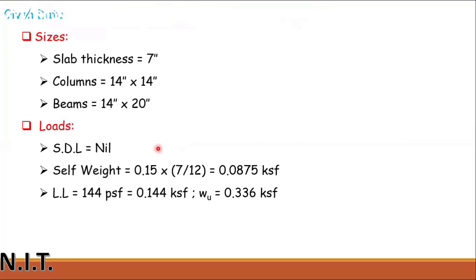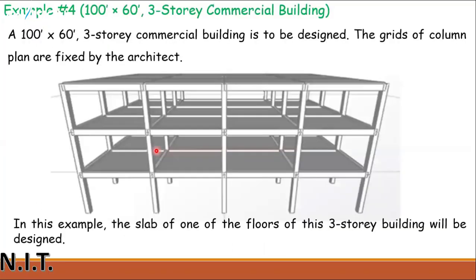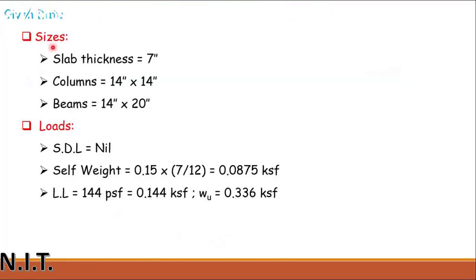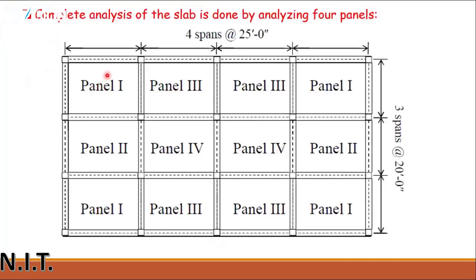Okay, dear students, listen. Let me start again. This is your example number 4, a 3-story commercial building, and in this building we will only design one floor slab. For example, this is the slab of the first floor, so we have to design the slab of only one floor. The dimension of this floor is 100 by 60 feet. As you can see, these are the dimensions. There is 100 feet each.